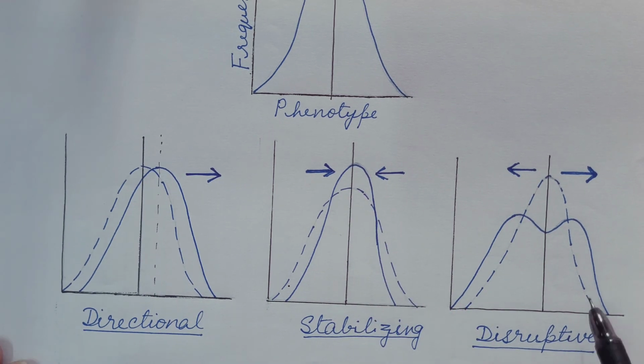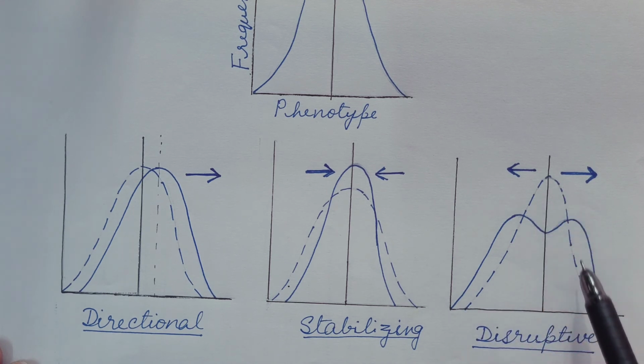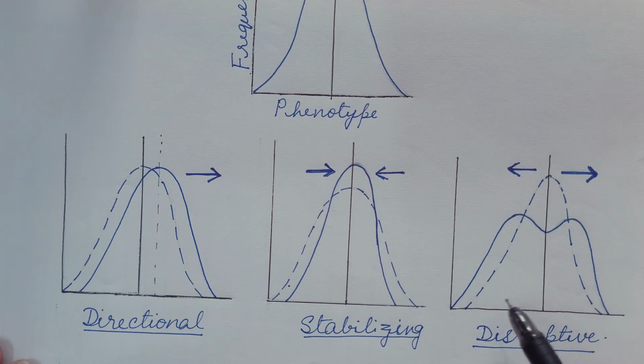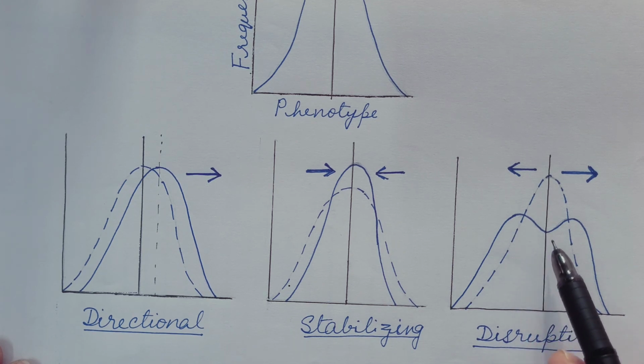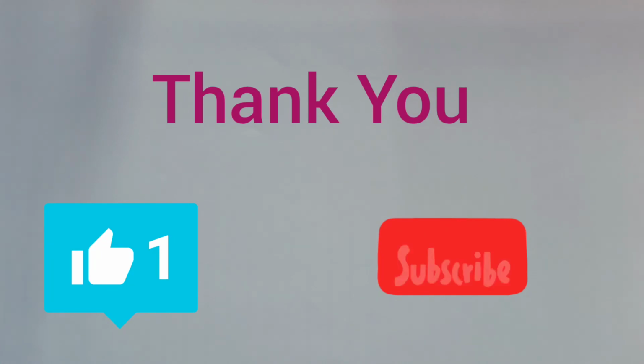This is the disruptive selection, the dotted lines before the selection, and this is after the selection. Extreme phenotypes are favored and intermediate phenotypes are not favored, and hence the population, which is homogeneous earlier, breaks into two adaptive forms. So this is all for today's video.